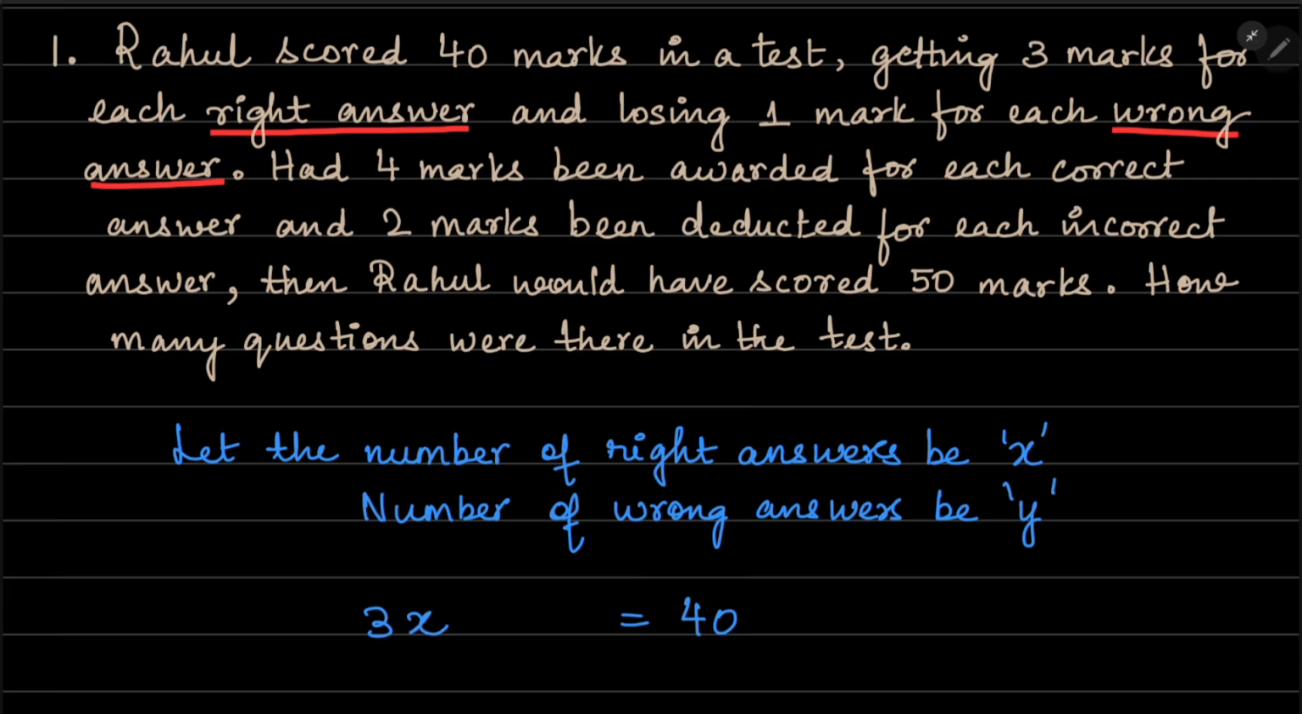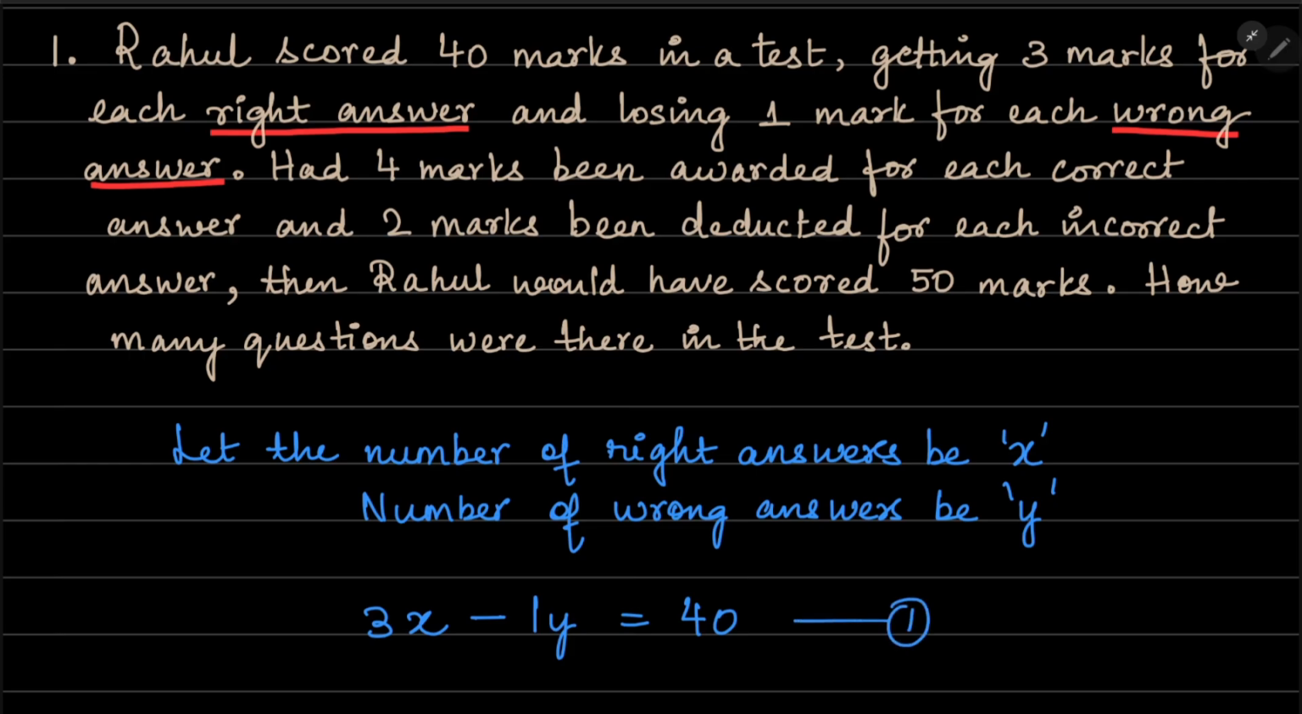So 3x marks he'll be getting for x number of right answers, losing 1 mark for every wrong answer. That means you have to subtract. So 1 wrong answer means how many marks will he lose? 1 into y. If there are 2 wrong answers, 2y. He is getting 3 marks for every right answer and losing 1 mark for every wrong answer, right? So here it will be 1 into y. Losing 1 mark for each wrong answer, then he would have scored 40 marks. So this is your first equation.